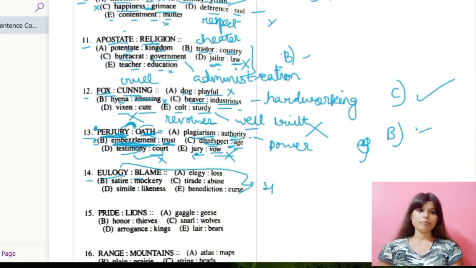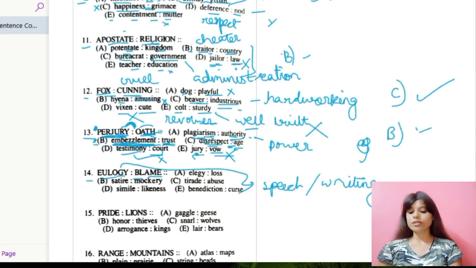Like I'm writing it down. It's a speech, or you can say writing, for a person who is no more. And blame means you are blaming someone. You basically feel or declare that someone or something is responsible for any fault or wrong. Okay, that is blame. Let us find this kind of a relation between eulogy and blame.